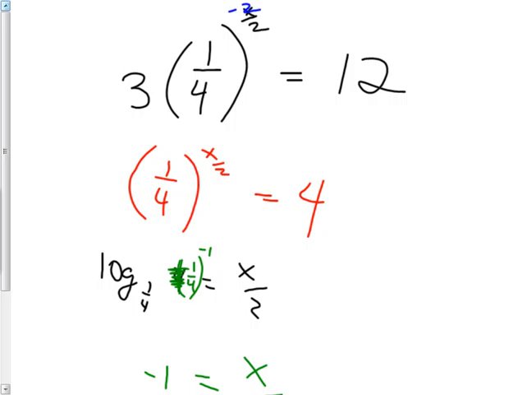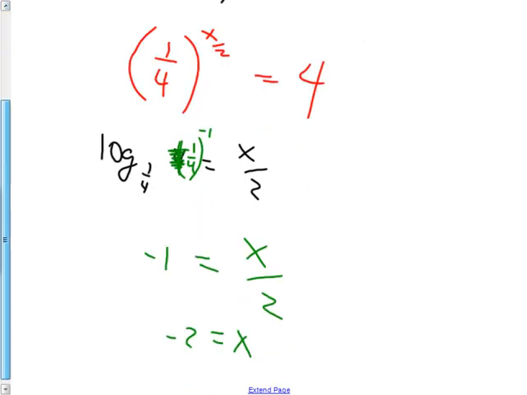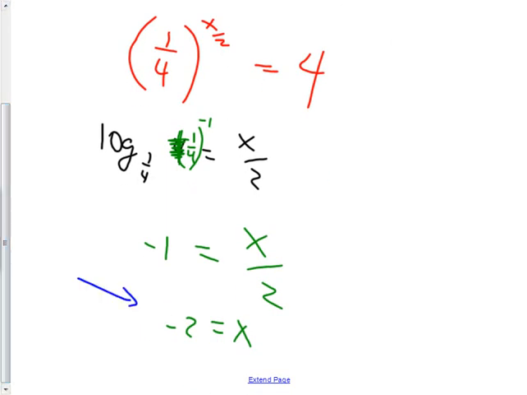So what does this make, then? Negative 1. What's 1/4 to the negative 1? 4, and 3 times 4 is 12, and it works. Okay? So you can double check yourself, and it'd be very smart to do that. Take your answers and check them, make sure they work.